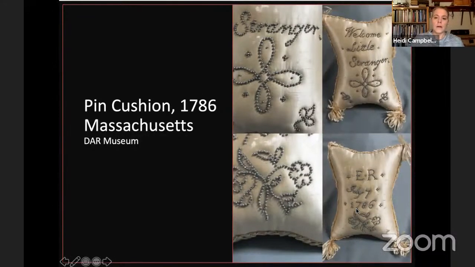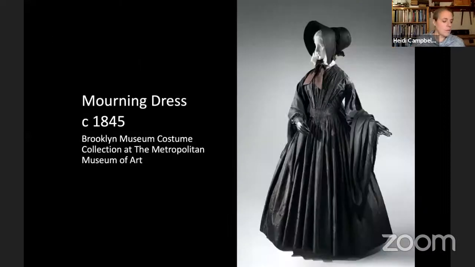So these pins obviously would come in handy to a new mother, but some were saved, such as this one and others that appear in museum collections. Perhaps the mother didn't need the pins that much. Maybe she had her own supply, and this could be saved as a keepsake. So it can be truly said that pins were part of people's lives from cradle to grave.